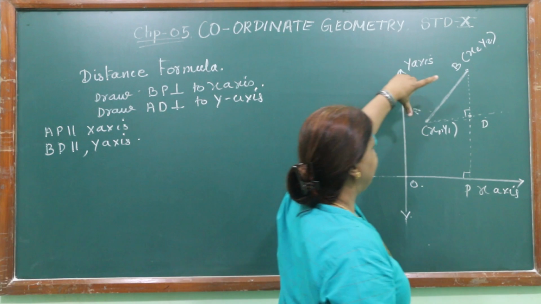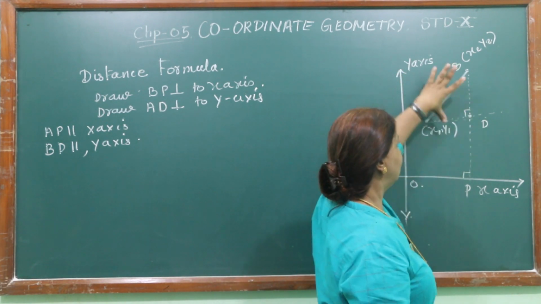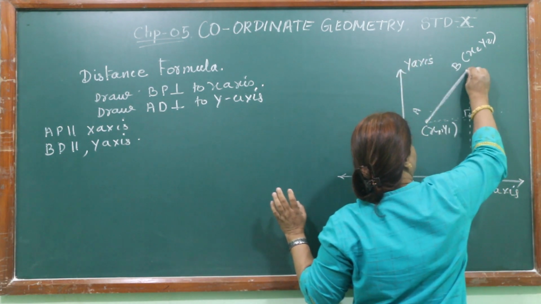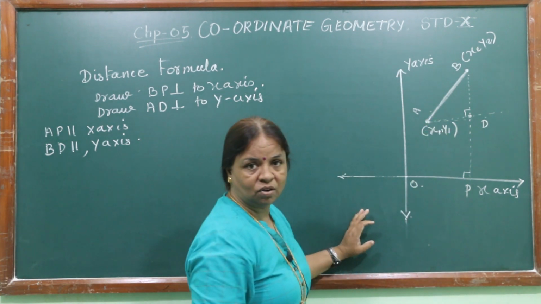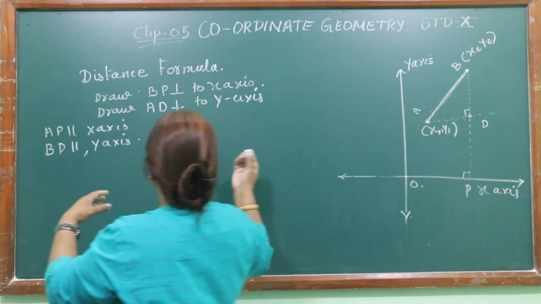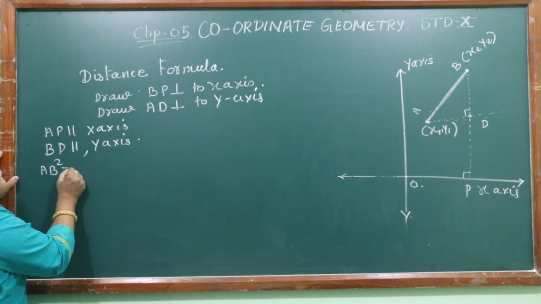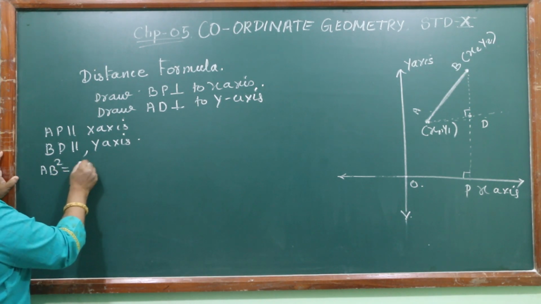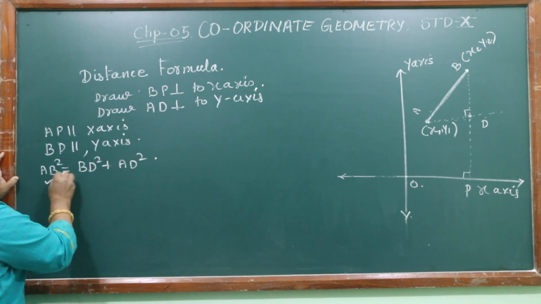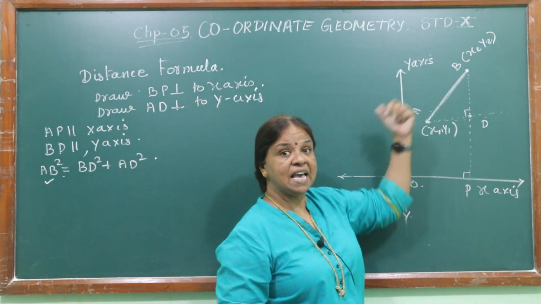So if this is 90 degree, then I can find the length AB easily, I hope, by using Pythagoras theorem, because it is constructing a triangle. So I can easily use the formula AB square is equal to BD square plus AD square. By this I can get the AB length, the distance between A and B.